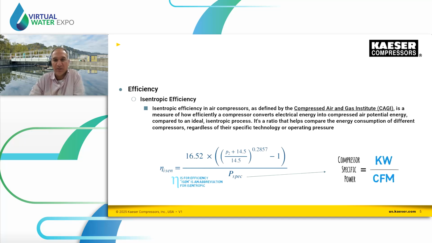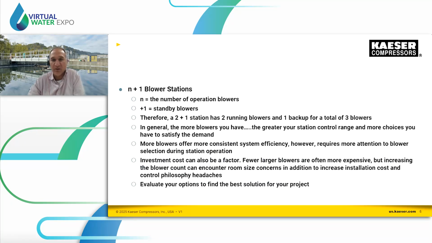So isentropic efficiency is a comparison of how much power per flow you're producing with your machine compared to what the ideal process is. So this is a way to determine how truly efficient the package or the equipment that I'm using is, and we will use that in our evaluation.